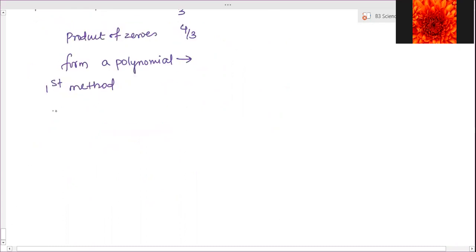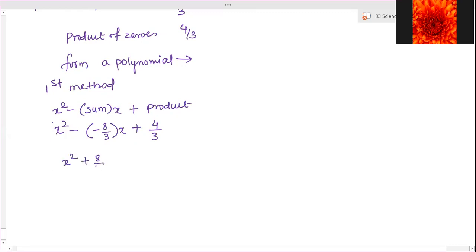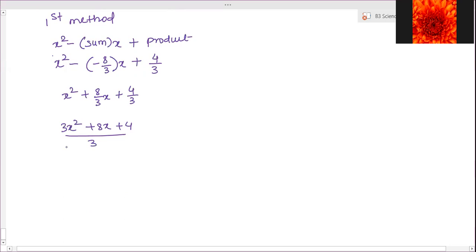given the format, x square minus sum of zeros into x plus product of zeros. So directly you have to substitute the values: x square minus of minus 8/3 into x plus 4/3. But further you have to simplify. Take LCM, it is x square plus 8/3x plus 4/3. Take an LCM, 3x square plus 8x plus 4 over 3. So that denominator 3 will be transferred.